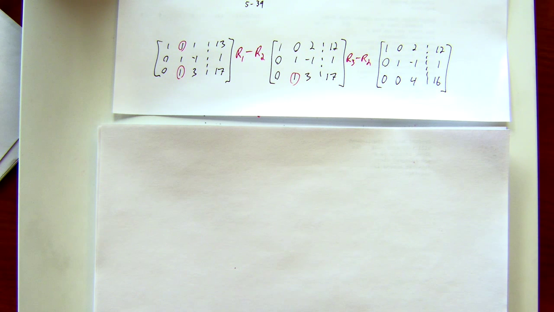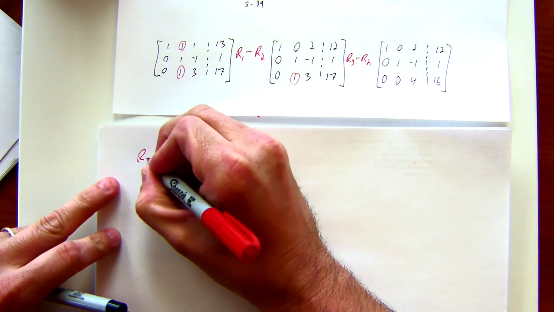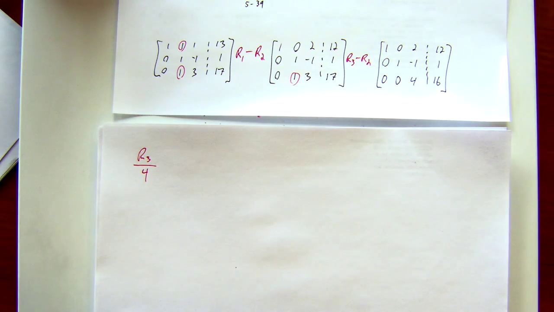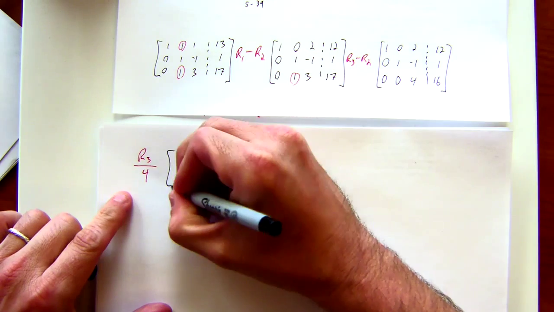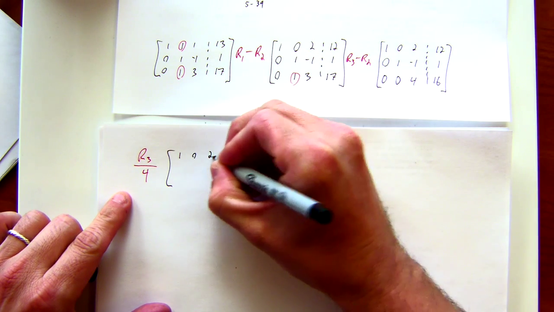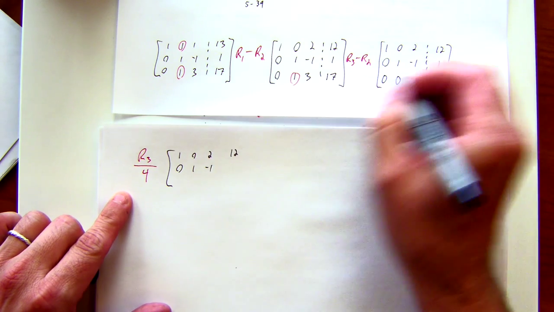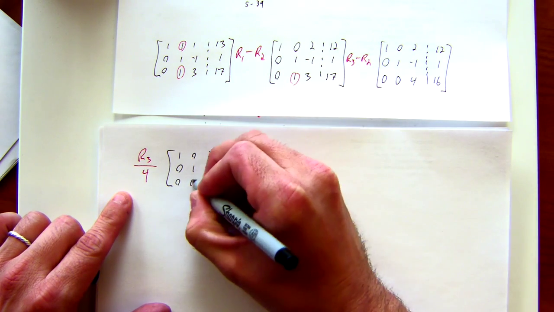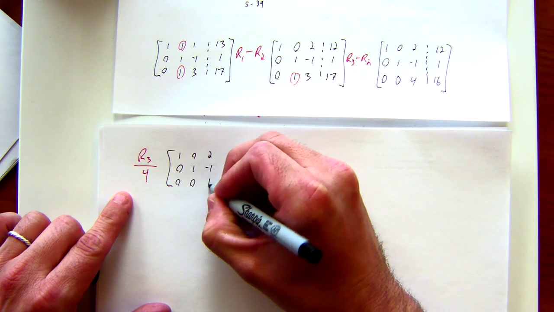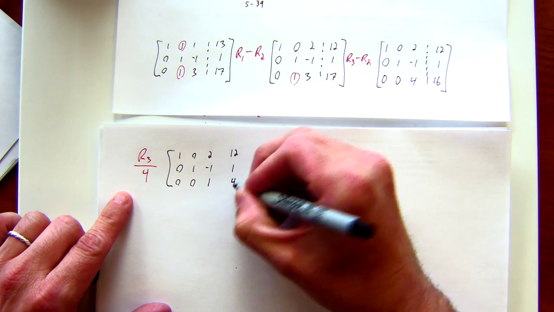We're almost done. I can see it falling into place. What's something easy I can do to row 3? Divide by 4. Row 3 divided by 4. This gives me the matrix 1, 0, 2, 12, 0, 1, negative 1, 1, 0, 0. 4 divided by 4 is 1. 16 divided by 4 is 4.